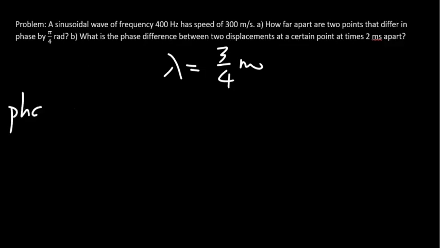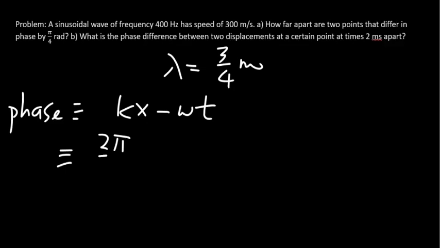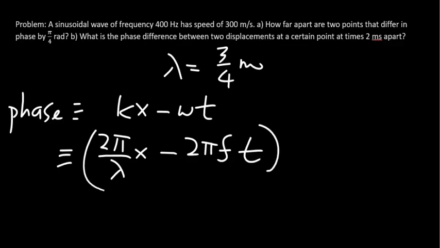The phase is given by the argument of sine or cosine. So that is the term kx minus omega t that we saw in the expression for the y. Now since k is 2 pi over lambda and omega is 2 pi f, we can write the phase in terms of wavelength and frequency in the following manner. So part A asks you to compute how far apart are 2 points that differ in phase by pi over 4. So how far apart in space?